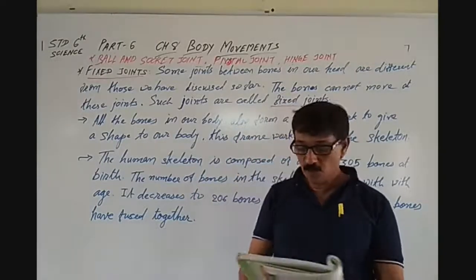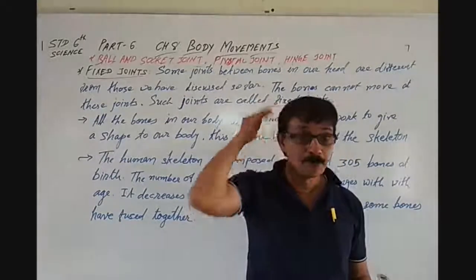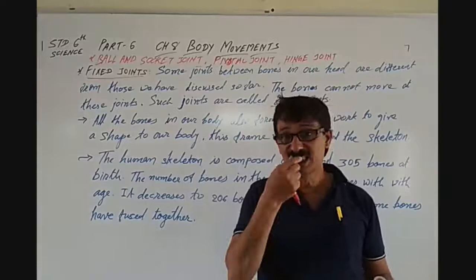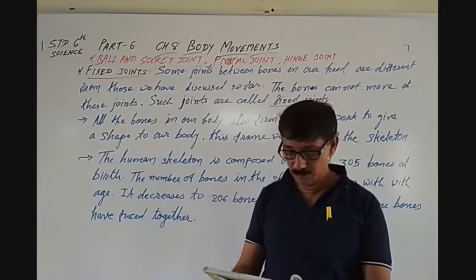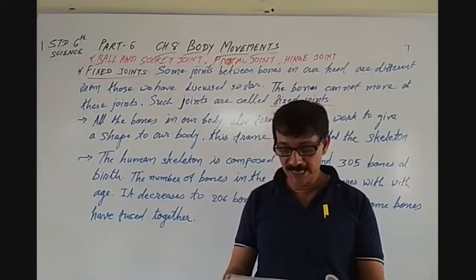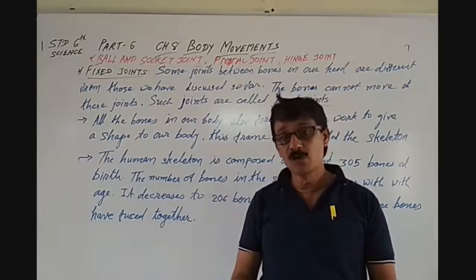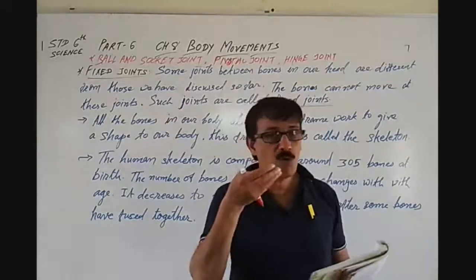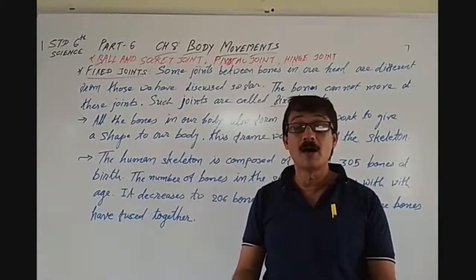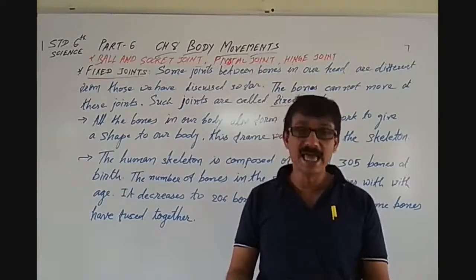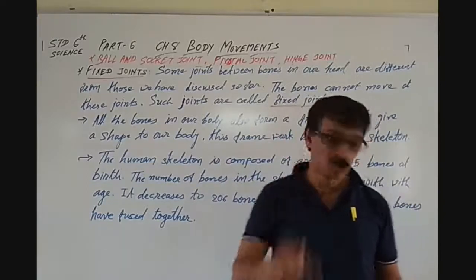Isn't it? Now try to move your upper jaw. This is our upper jaw. Try to move your upper jaw and the rest of the head. Are you able to move it? That means we cannot move our upper jaw, isn't it? So there is a joint between the upper jaw and the rest of the head, which is a fixed joint. Let me show you.